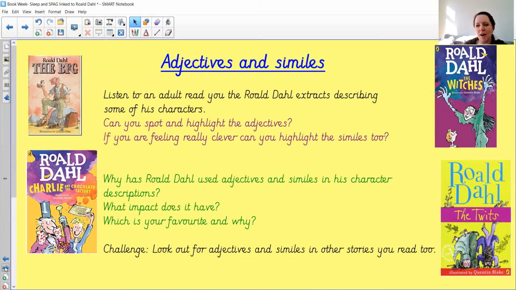Now again, Roald Dahl is fantastic at this. So I've sent home today some extracts from his books. There's a description from the BFG, the Big Friendly Giant that we've been thinking about.